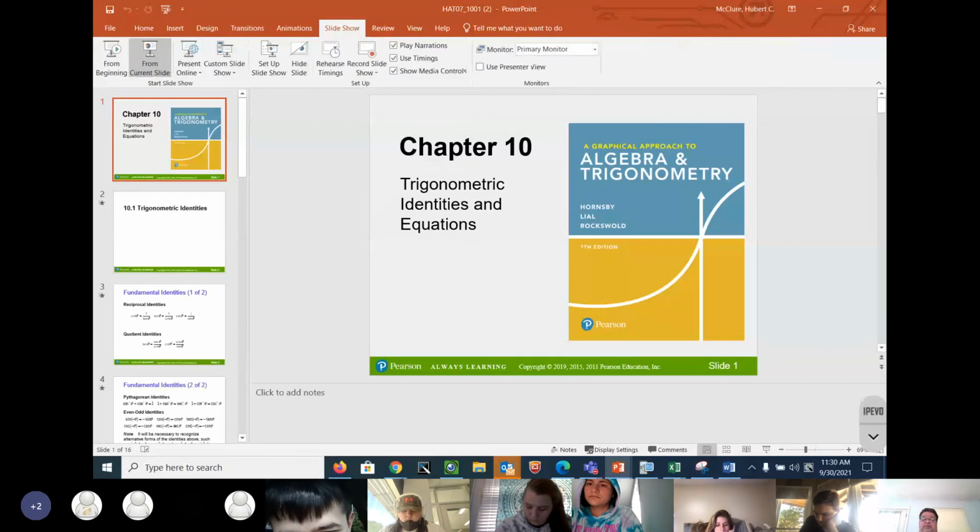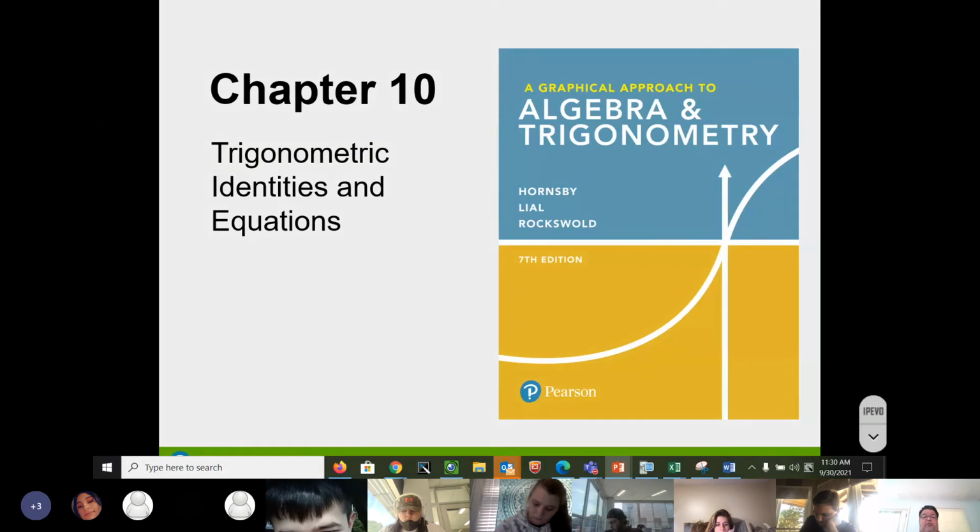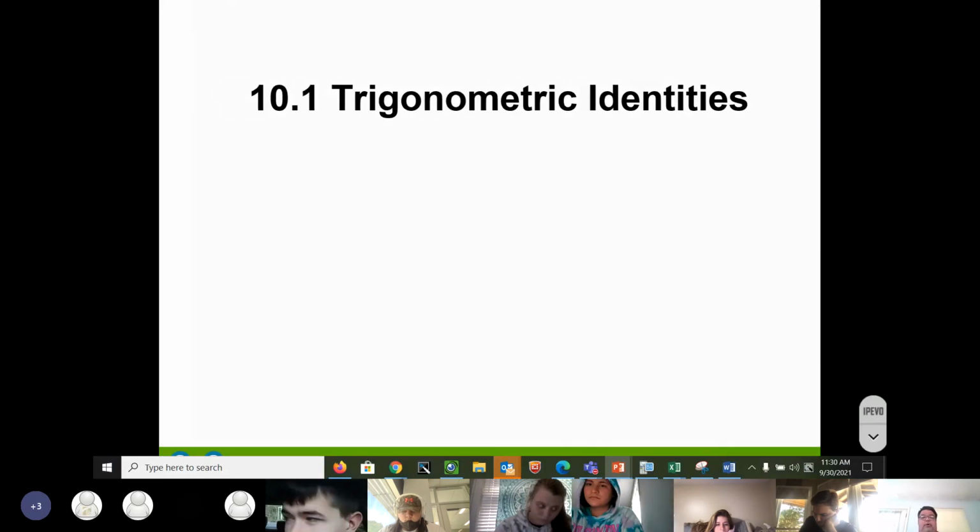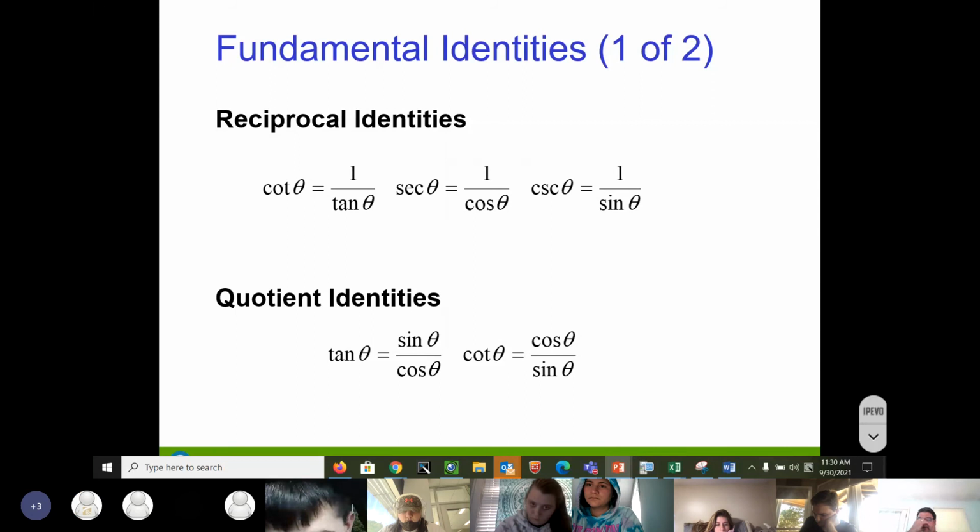I don't use the slides very much. I usually end up taking off of them and going to my whiteboard. And there is the reciprocal identities and the quotient identities. There they are right there. So if you want to make your own cheat sheet, there they are. I'm not going to do that because I got it right here. So I'm just going to leave that on the board for a few seconds. And if you want to write them down again, you can. Cotangent is 1 over the tangent. Secant is 1 over the cosine. Cosecant is 1 over the sine.